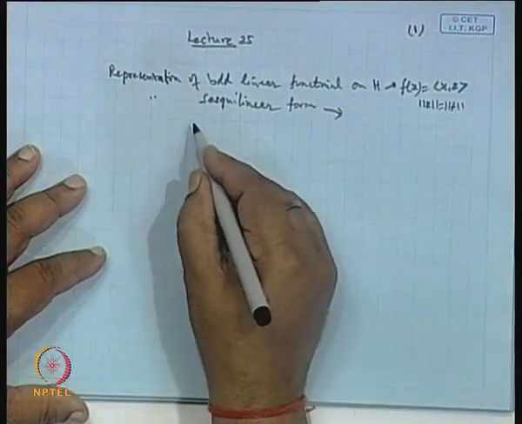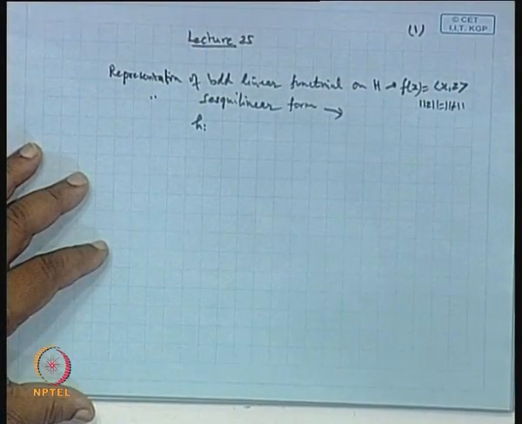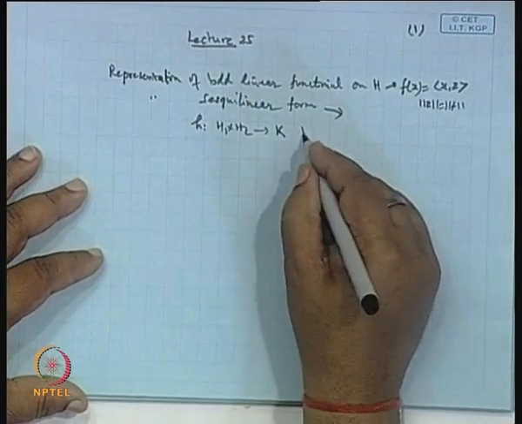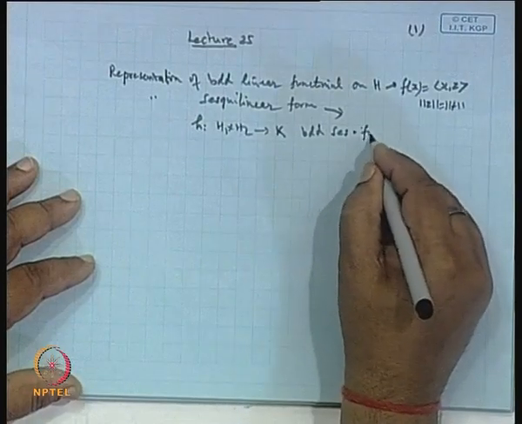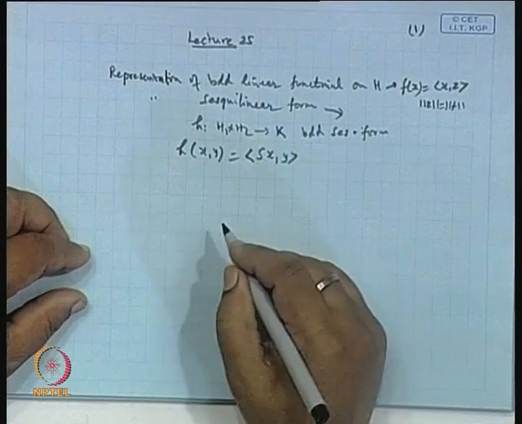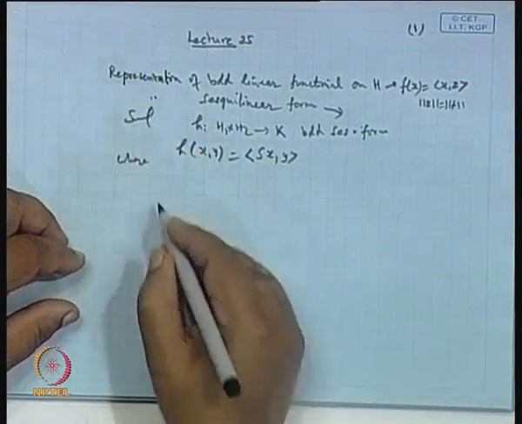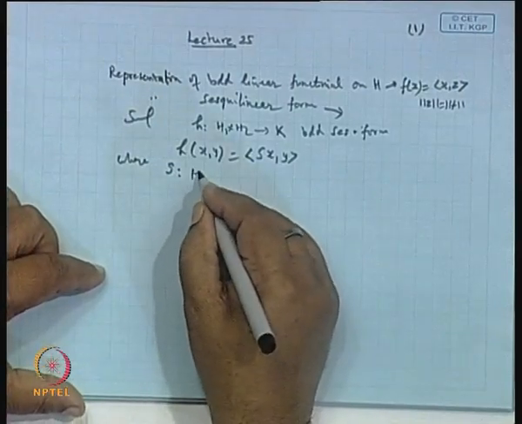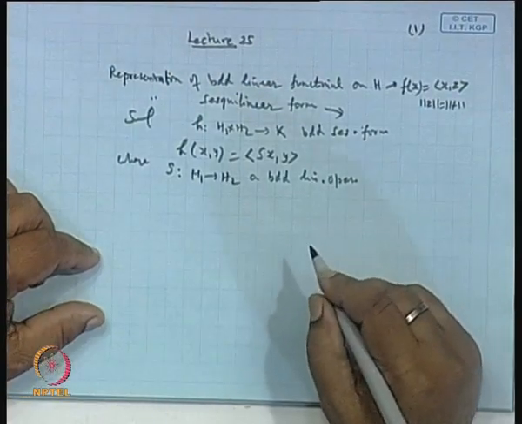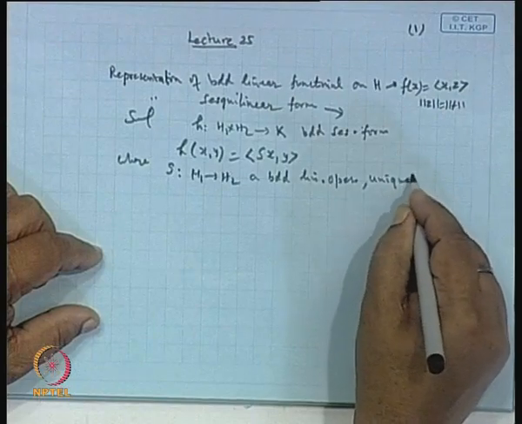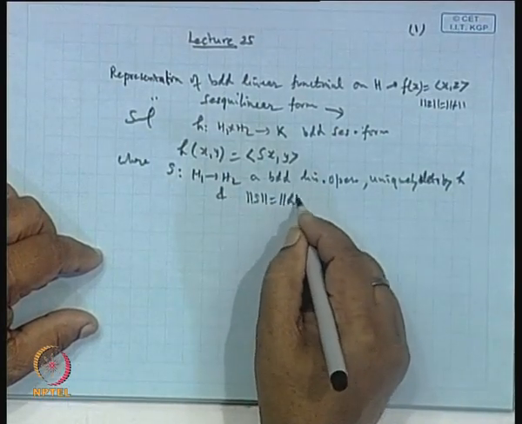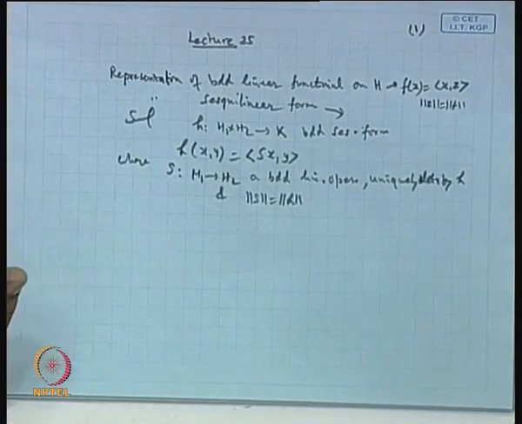Similarly, for a sesquilinear functional, we have defined h, where H1 and H2 are two Hilbert spaces, and h is a mapping from the Hilbert space H1 cross H2 to K, a bounded sesquilinear form. Then h can be expressed as the inner product <Sx, y>, where S is a bounded linear operator from H1 to H2, uniquely determined by h, and has the same norm as the norm of h. Is it not? This we have seen, these two.